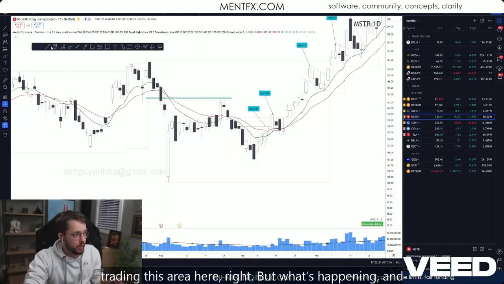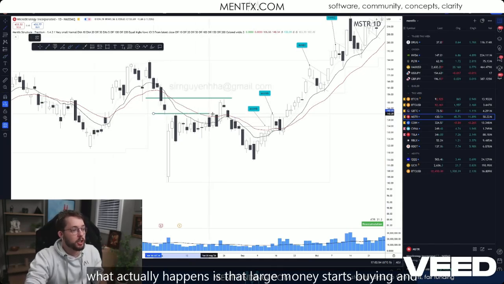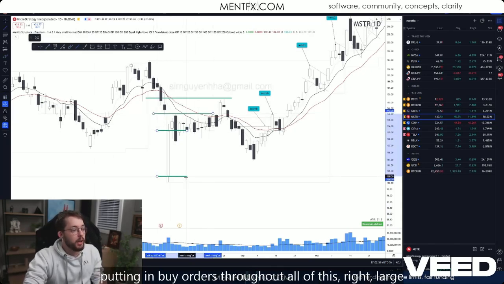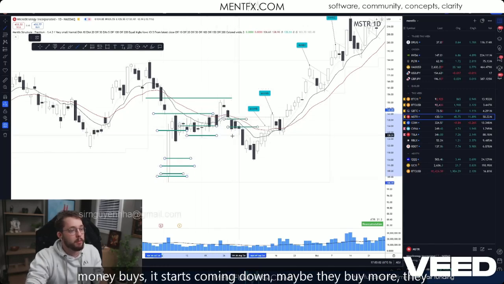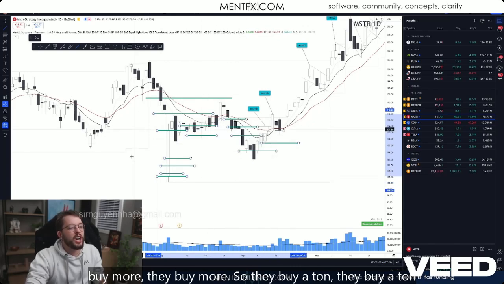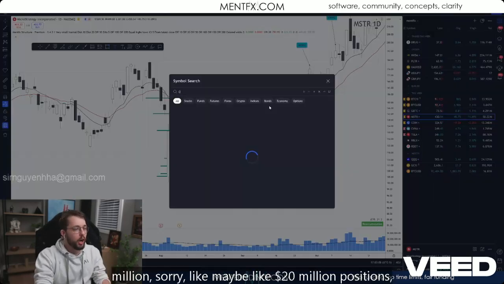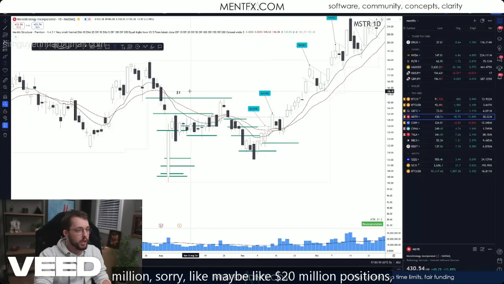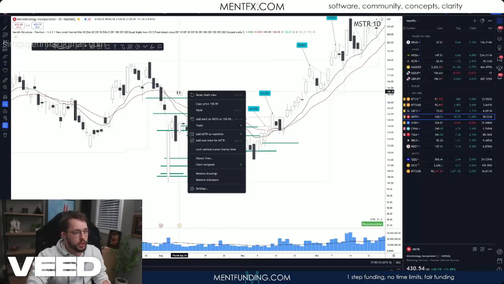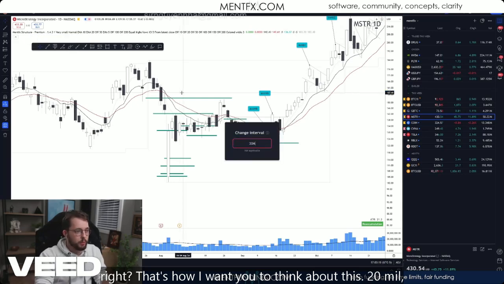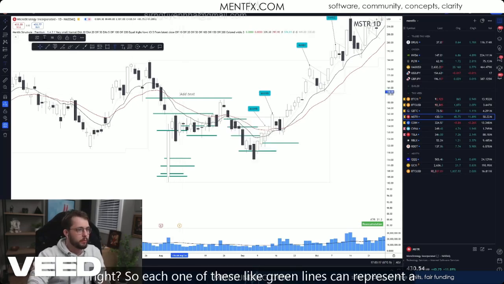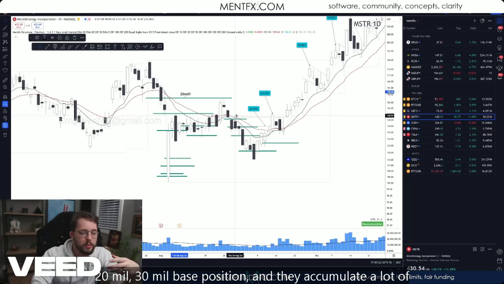What actually happens is that large money starts buying and putting in buy orders throughout all of this. Large money buys as it starts coming down. Maybe they buy more, and more, and more. They buy a ton of positions. These are all potentially, say, $20 million positions. That's how I want you to think about this. Each one of these green lines can represent a 20 or 30 million position, and they accumulate a lot of the asset.